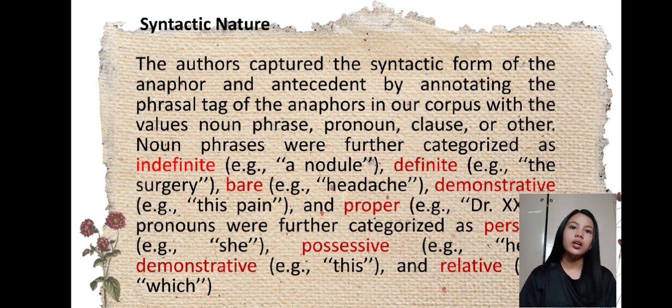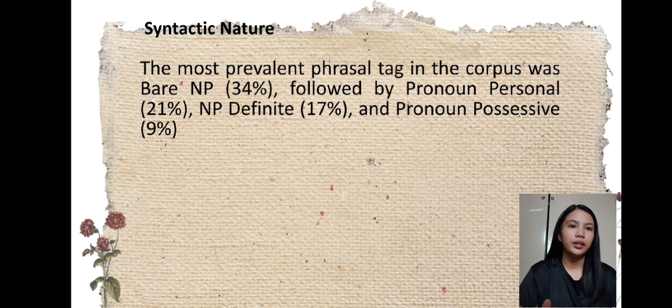annotating the phrasal tag of the anaphors in the corpus with the values noun, noun phrase, pronoun, clause, or other. So noun phrases were further categorized as indefinite, definite, bare, demonstrative, proper, personal, possessive, and relative nouns. So the results showed that the most prevalent phrasal tag found in the corpus was bare noun phrase, followed by pronoun personal, then noun phrase definite, and the pronoun possessive.